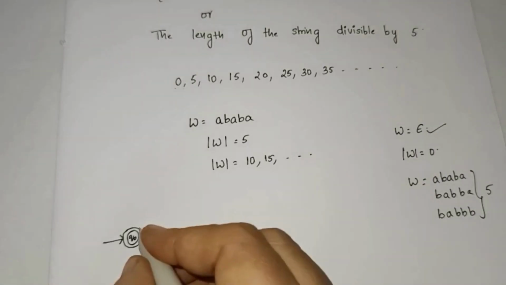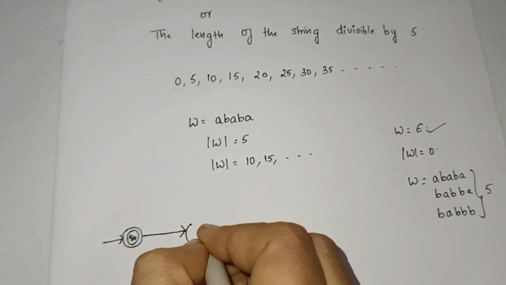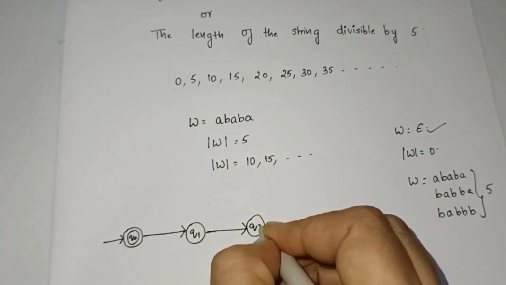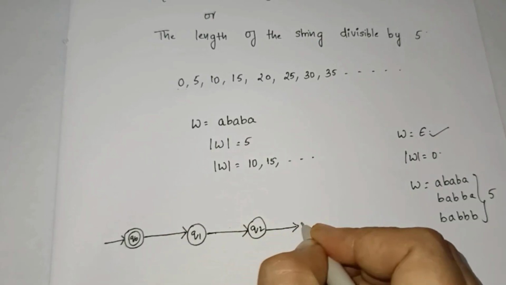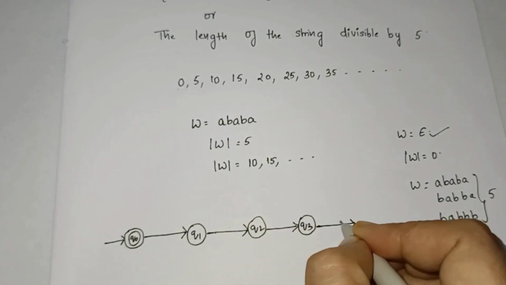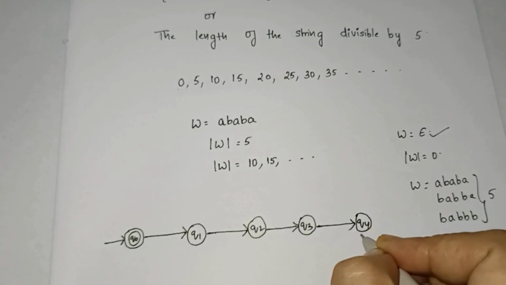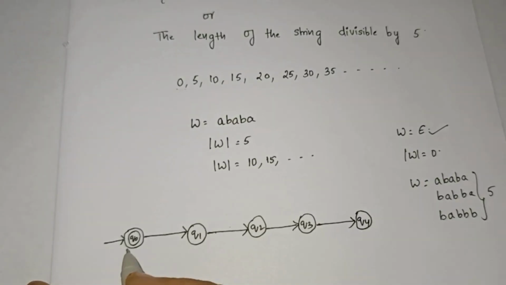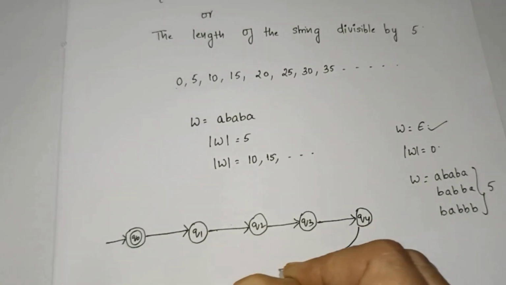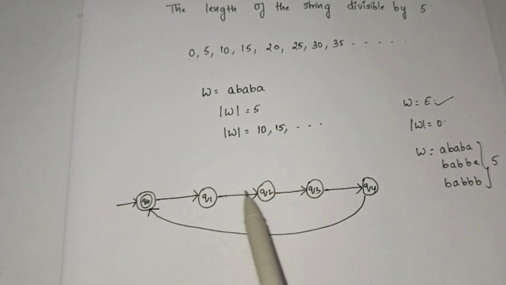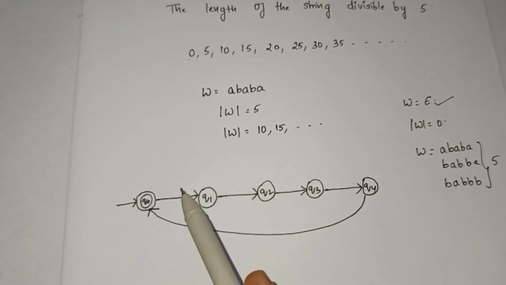Now we have to take the string of length 5. So Q1, Q2, 1, 2, 3, 1, 2, 3, 4. The fifth one has to come back to the final state. So 1, 2, 3, 4, 5 should reach the final state. Here is our final state. So make a transition from Q4 to Q0. Now if you check, the length is 1, 2, 3, 4, 5. It can be anything. The starting symbol can be either A or B.